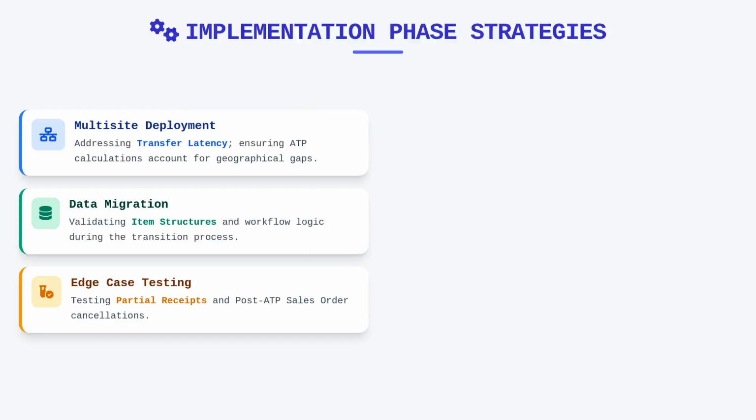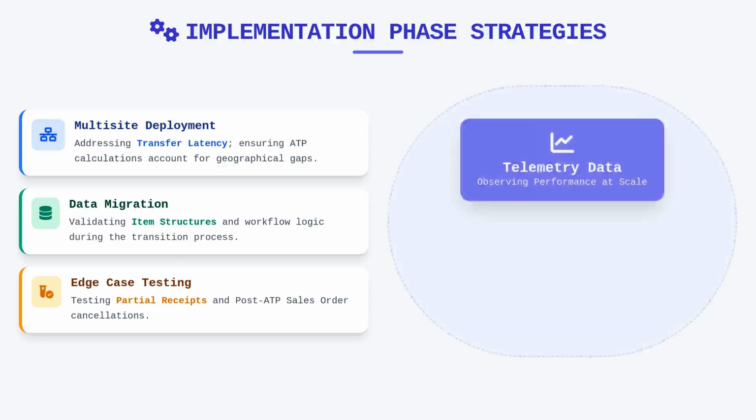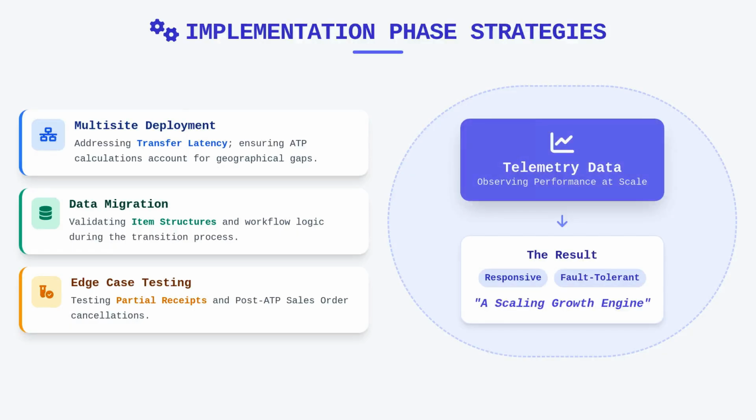You need to validate that your test scripts cover edge cases, such as what happens when a purchase order is partially received or when a sales order is canceled after the ATP date has been calculated. By utilizing telemetry data, you can observe performance at scale and identify bottlenecks that might be slowing down your promise estimations. This analytical approach transforms your system from a static database into a responsive, fault-tolerant engine that scales with your business growth.